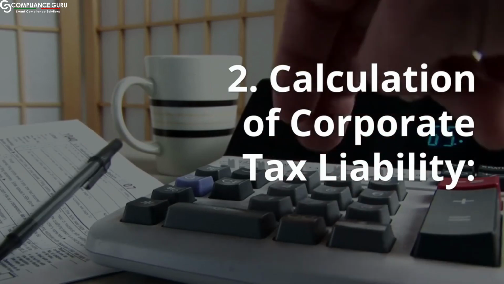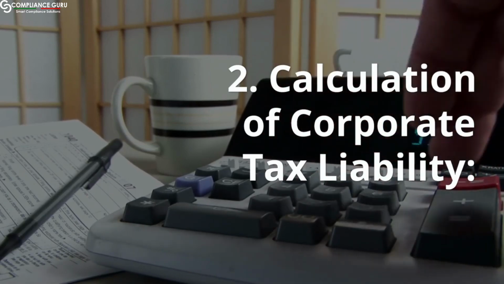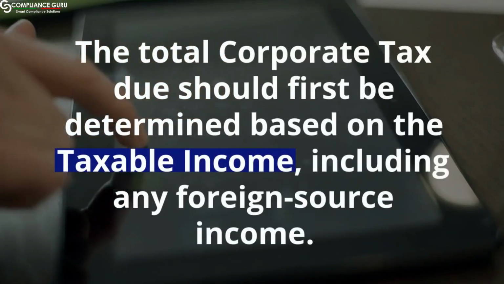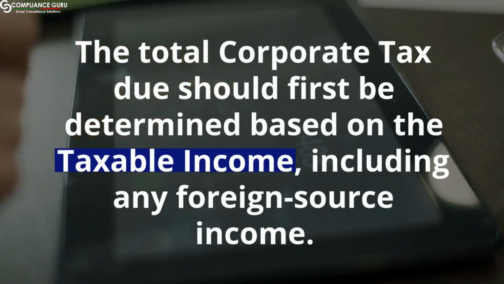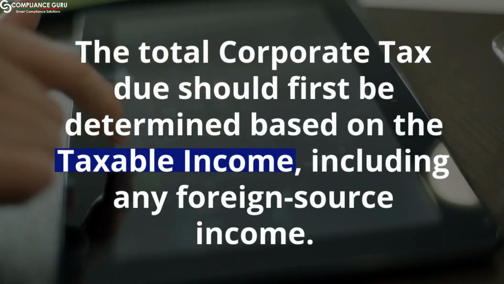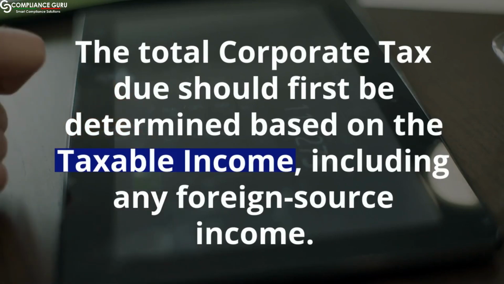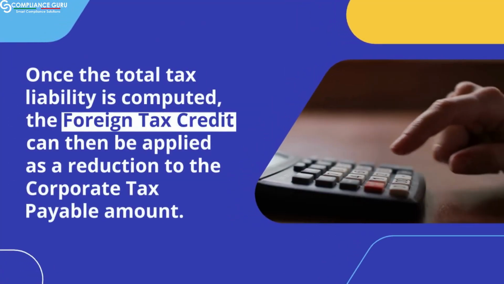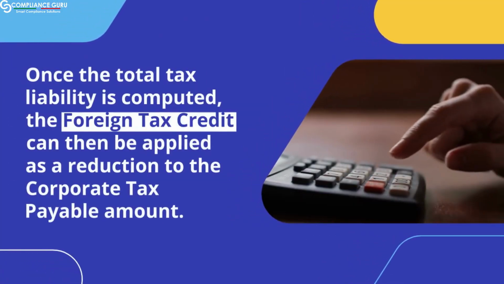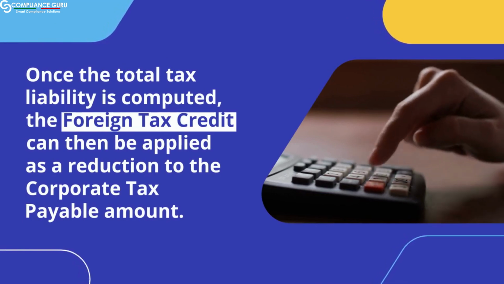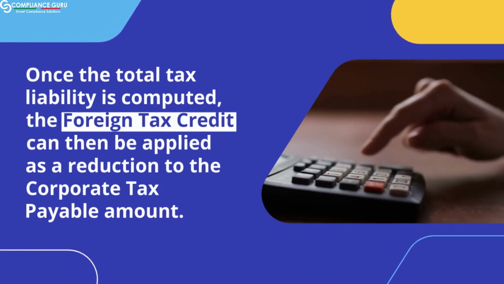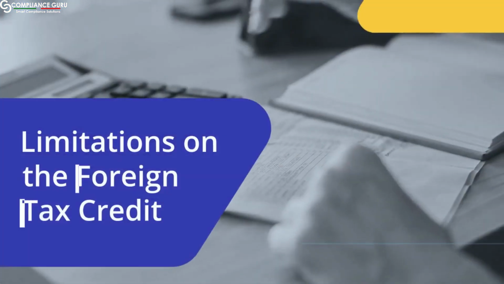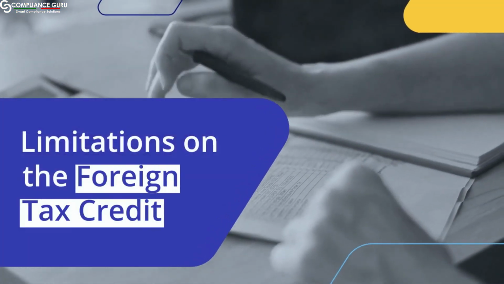2. Calculation of corporate tax liability. The total corporate tax due should first be determined based on the taxable income, including any foreign source income. Once the total tax liability is computed, the foreign tax credit can then be applied as a reduction to the corporate tax payable amount.